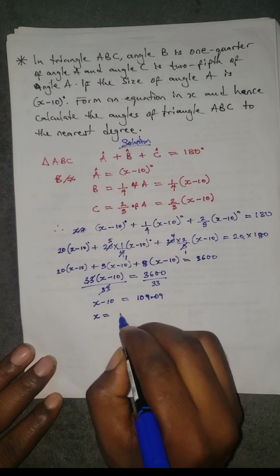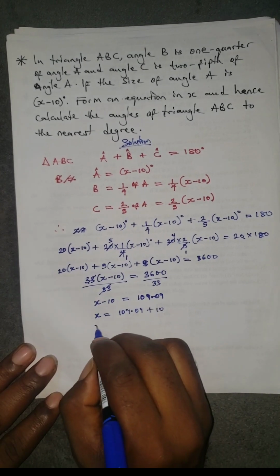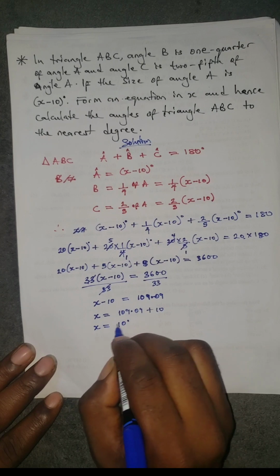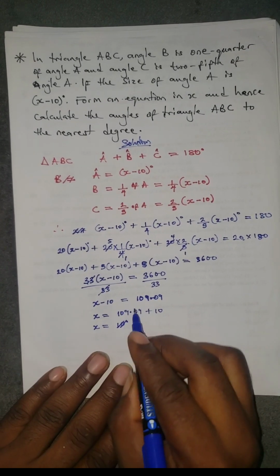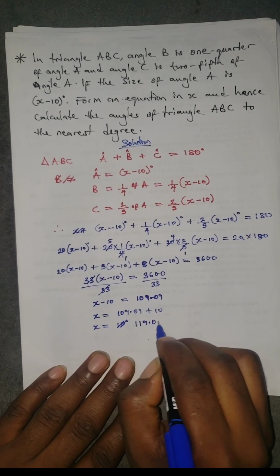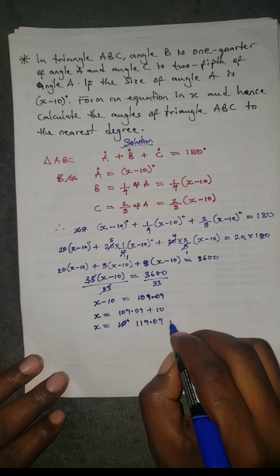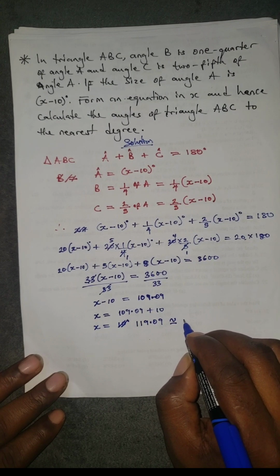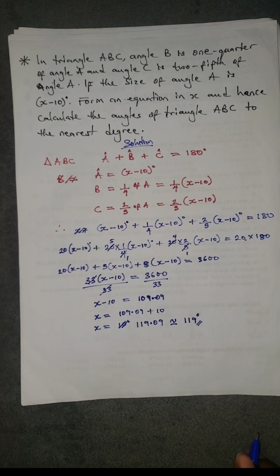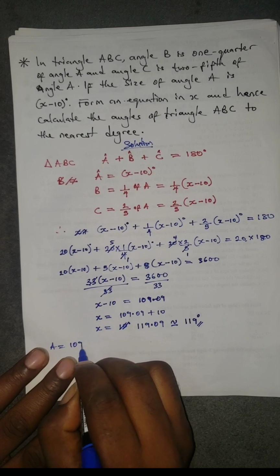So x will now give you 109.09 plus 10. Okay, there's a mistake there. When you add these two, x will give you 119.09. But they say nearest degree, so that will give us that x is equal to 119 degrees. That's nearest degree. So what that means is that A is equal to 109 degrees.